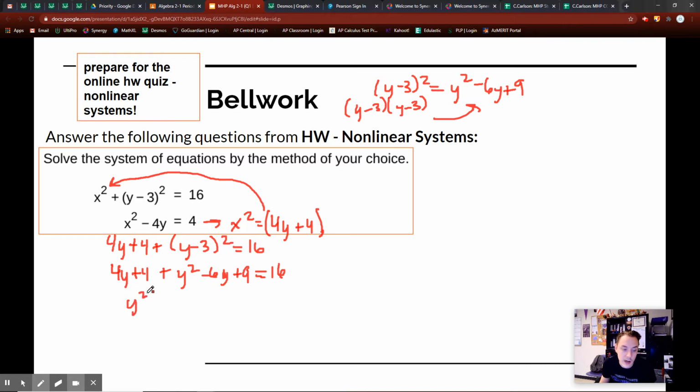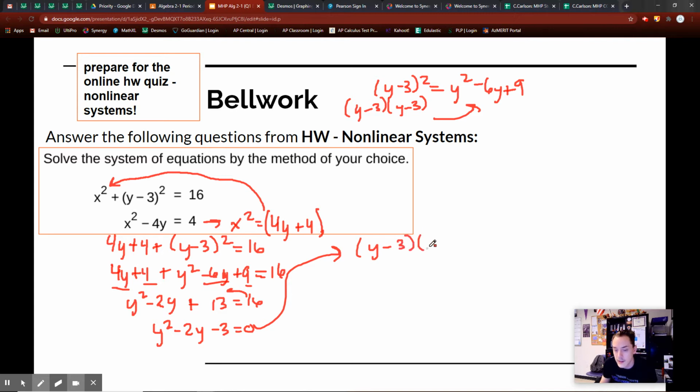Let's start combining a lot of stuff here. So this is y squared. The y's can combine, so negative 2y. The 4 and 9 can combine, so that's going to be plus 13 equals 16. So y squared minus 2y, minus the 16 over, so negative 3 equals 0. So that means this breaks down to y minus 3 and then y plus 1 equals 0 when I factor it. And so y equals 3 and then negative 1.